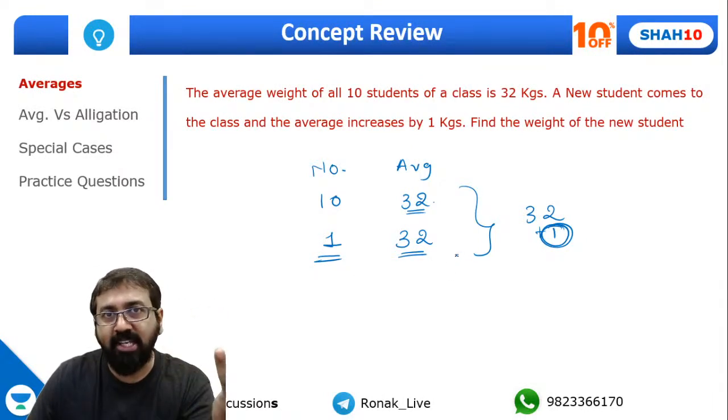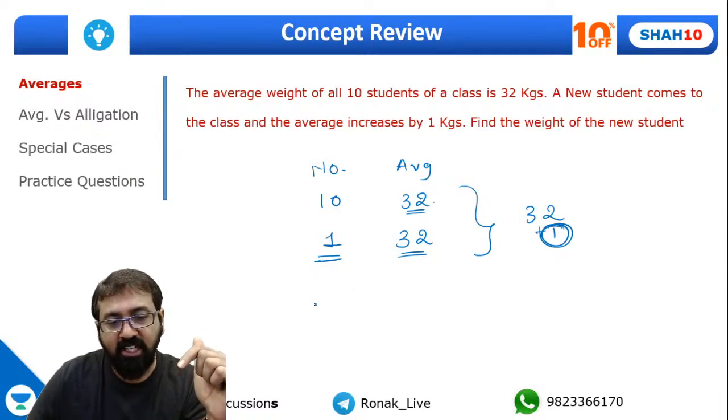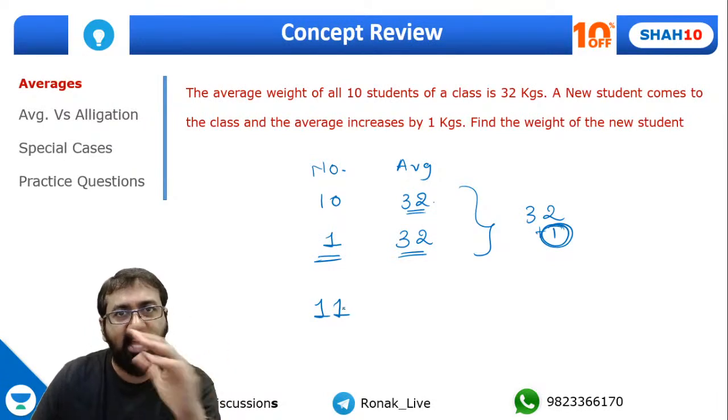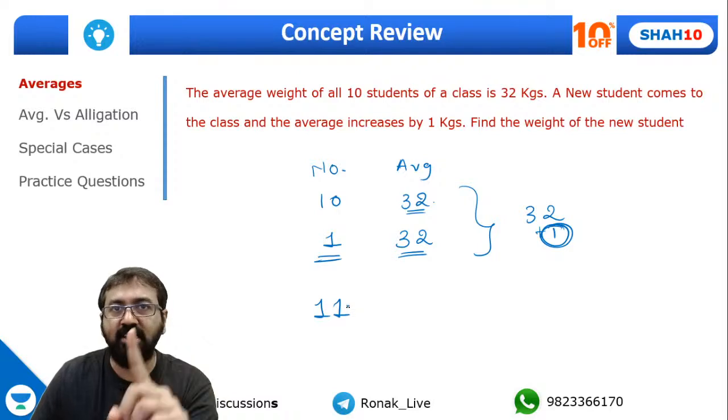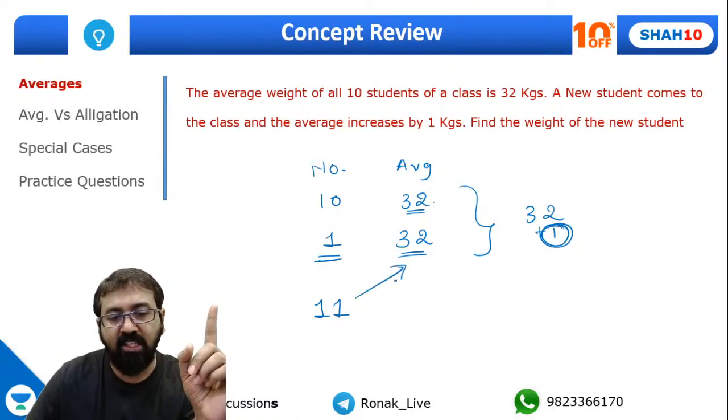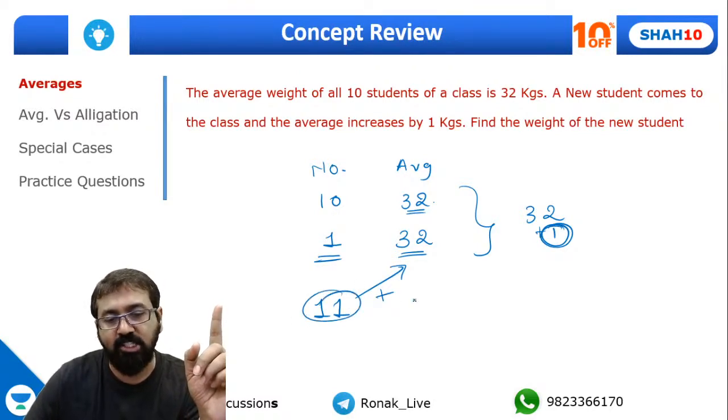Now how many extra kg is he bringing with him? Because of him, now there are 11 students and each of these 11 students' weight is increasing by 1. Average weight is increasing by 1 means each of these 11 students' weight is increasing by 1 kg. That means he is bringing 11 extra kg. So his weight must be 43 kg.